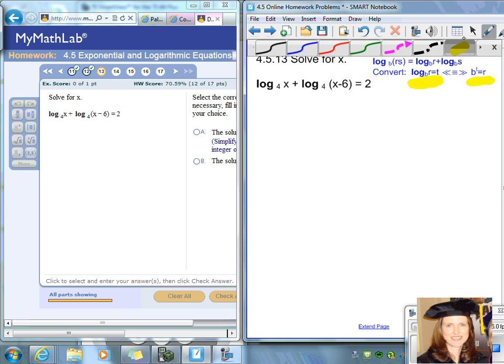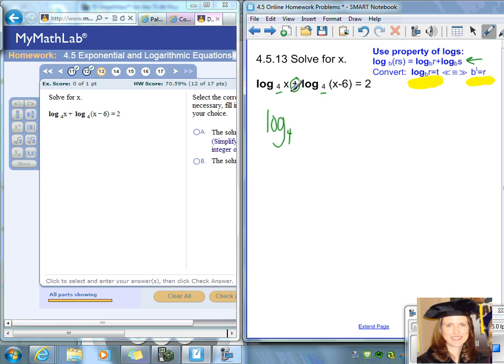However, we actually have two logarithms here, a log base 4 of x and a log base 4 of x minus 6. We're going to use this property of logarithms. When you have two logarithms with the same base split with a plus sign, you can condense them down to a single logarithm. That single logarithm is going to be log base 4, and we take the argument of the first logarithm and multiply by the argument of the second: x times x minus 6 equals 2.